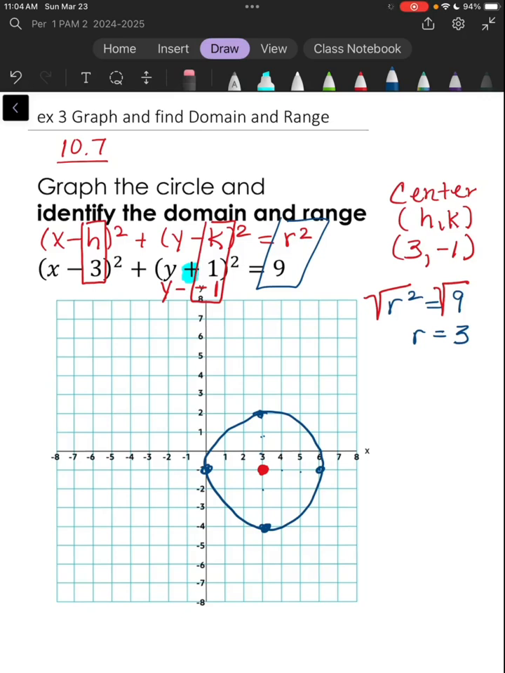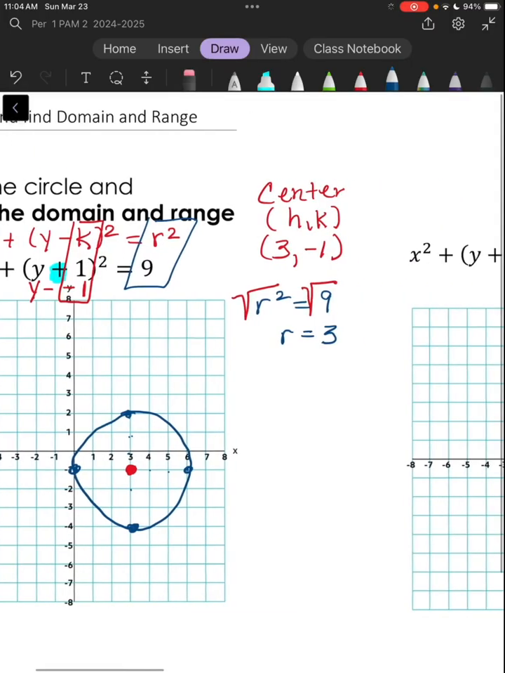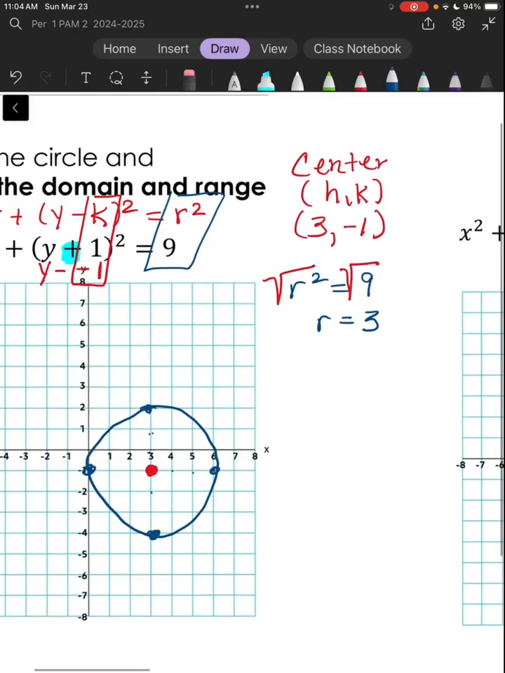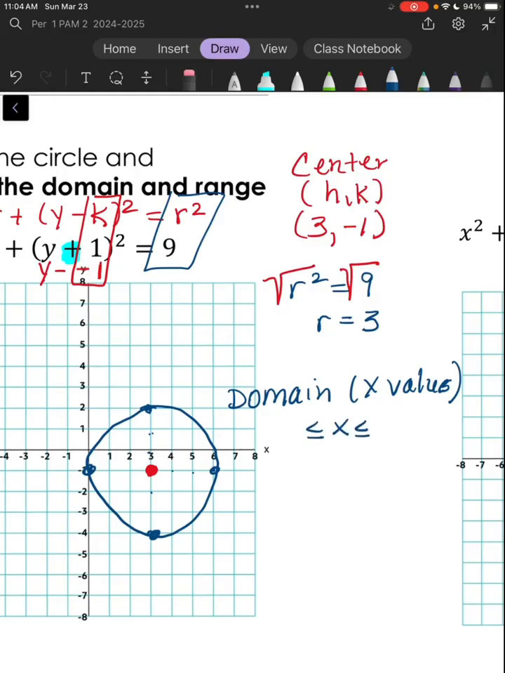Now, the other part of this is they want us to find our domain and our range. So what we need to know is that our domain is our x values. All right, so that just means let's find the x all the way to the left. Let's find the x all the way to the right. So the furthest x I had was when x was 0, and then I went to the right, the largest x I had was a 6. So my domain, my x values, will be between 0 and 6.